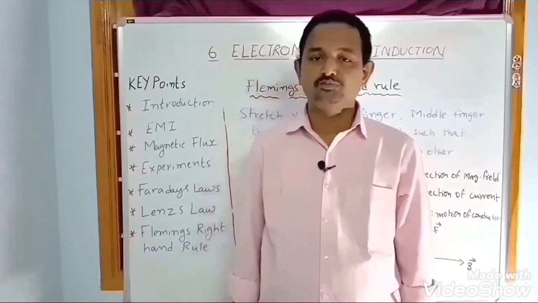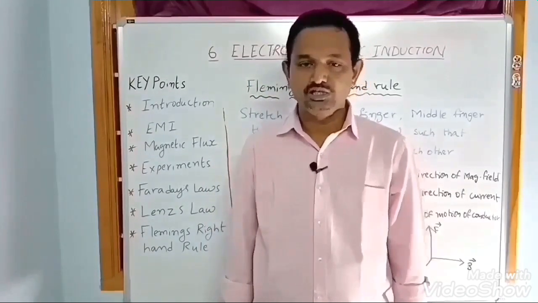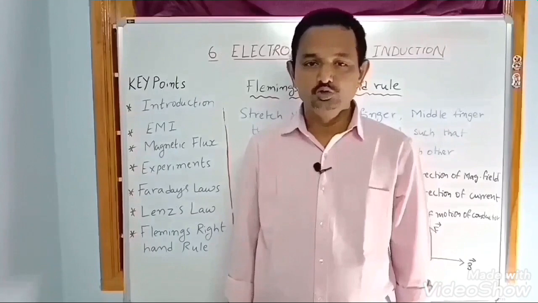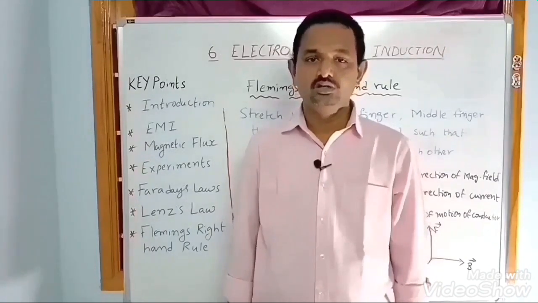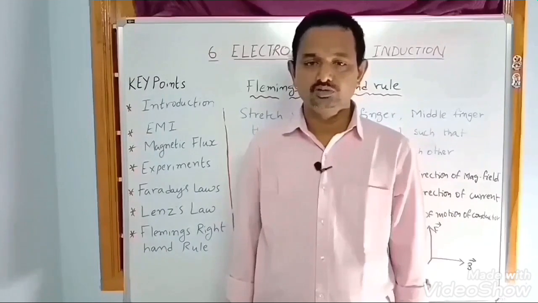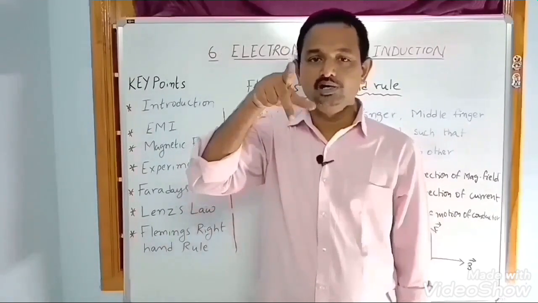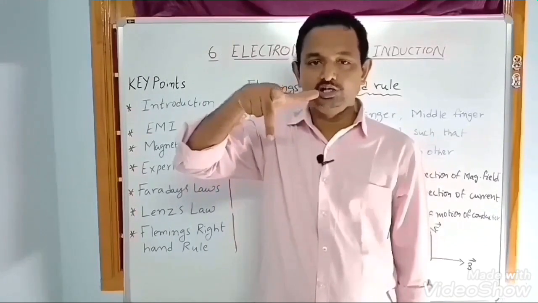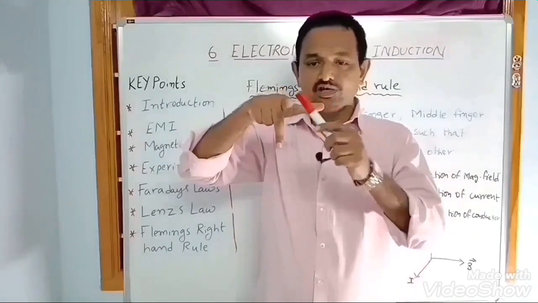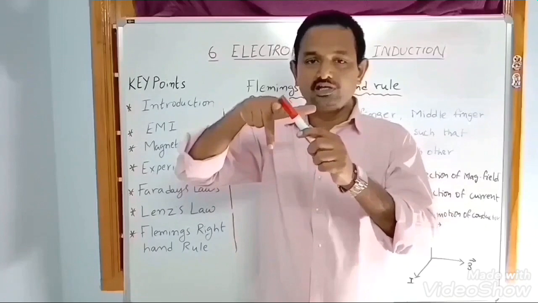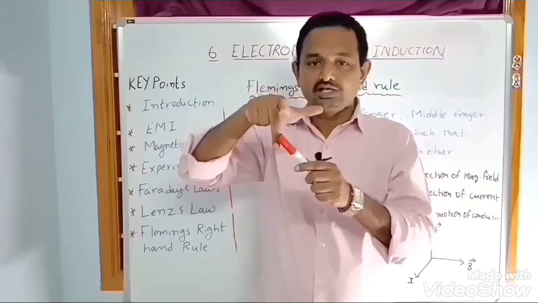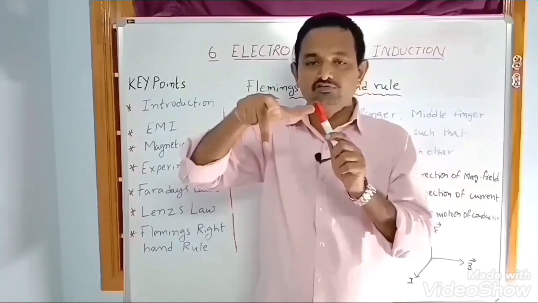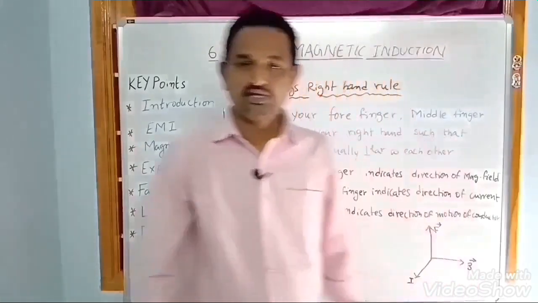To find the direction of magnetic field, induced current and direction of force or motion of conductor, we will use Fleming's right hand rule. What is the statement of Fleming's right hand rule? Stretch your forefinger, middle finger and thumb of your right hand such that they are mutually perpendicular to each other. Here, forefinger indicates direction of magnetic field, middle finger indicates direction of induced current, thumb indicates motion of conductor or direction of force. Look here.